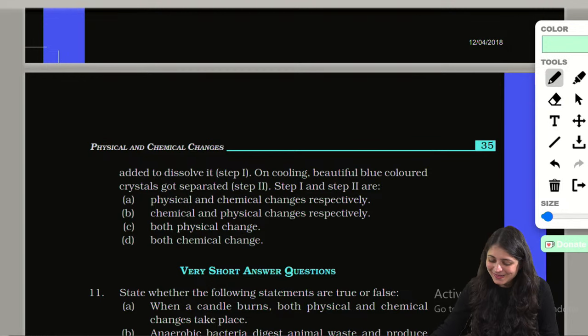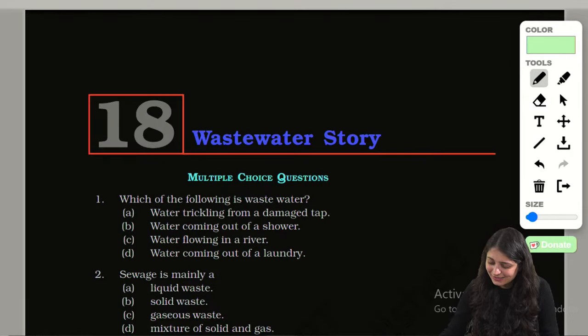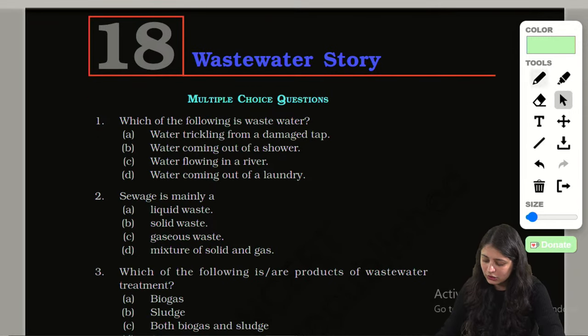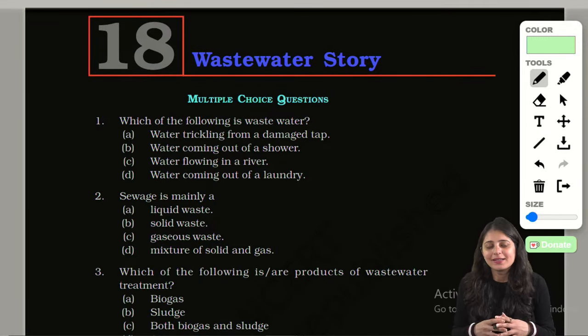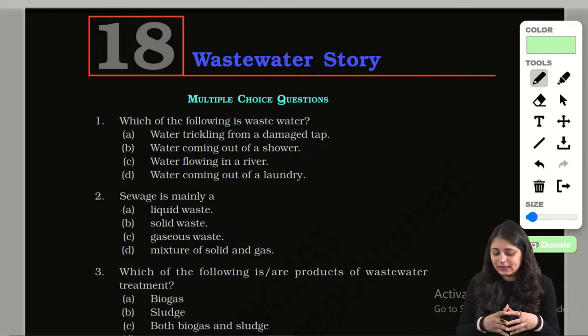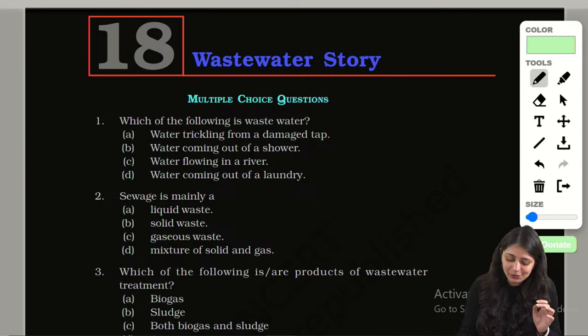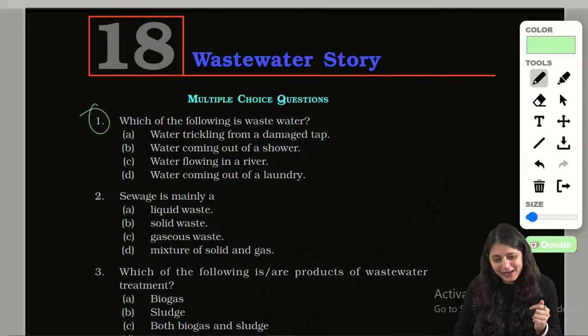Awesome, chaliye. Let's move on to the third chapter. Waste water story. Bahut hi aasan sa, bahut hi cute sa chapter hai. Iske questions ab hum solve karte hain. Bahut hi zyada direct aur easy questions hai. Ye to rapid fire mein bhi aap aasani se kar loge. Bahut aasani se. Theek hai?